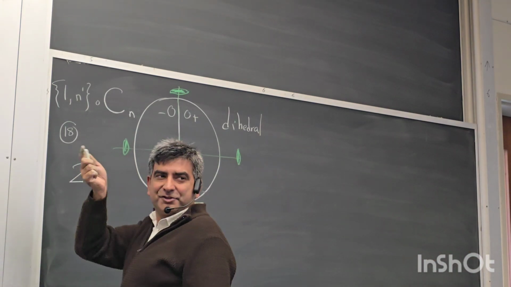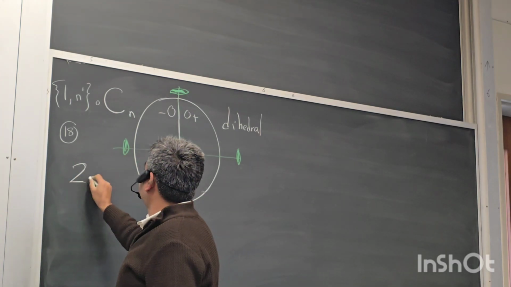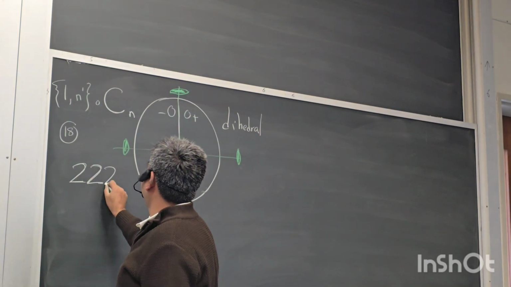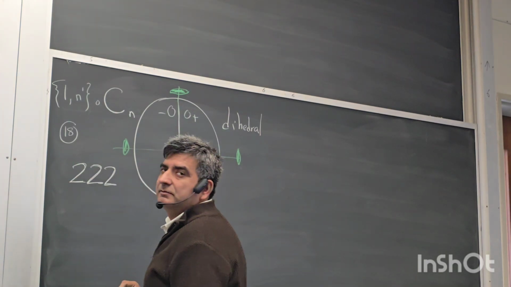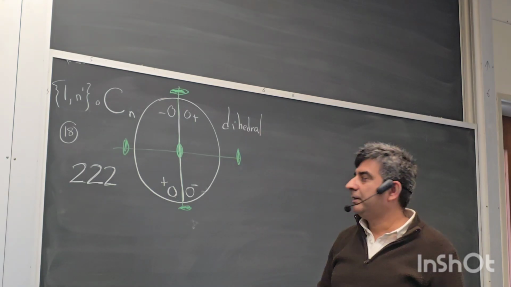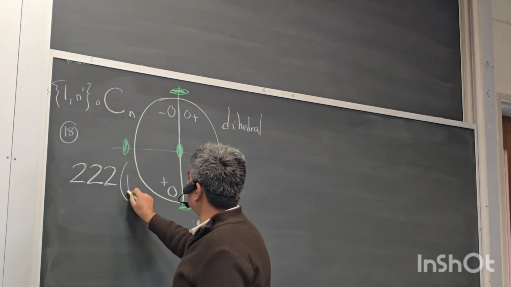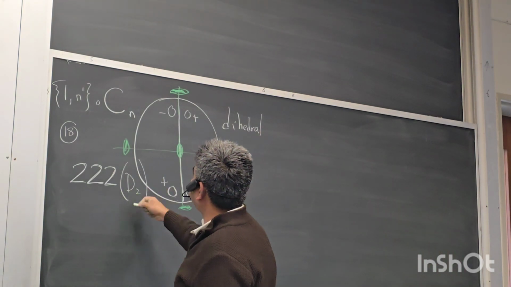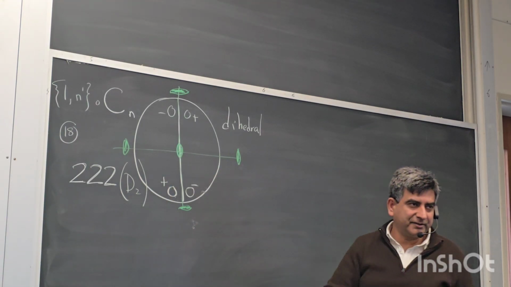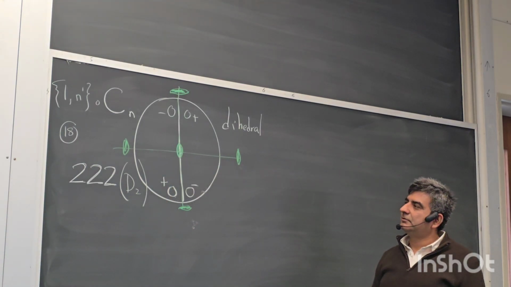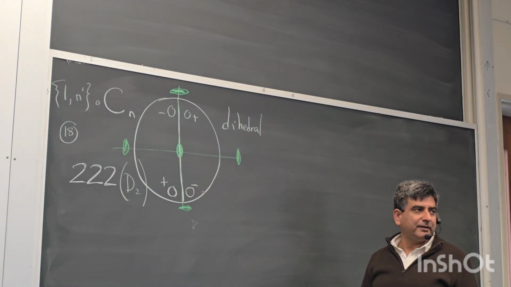This was just the original, another 2, and 3 2s. And the old symbol for this is D2, because it's C2 followed by a dihedral axis. Right?